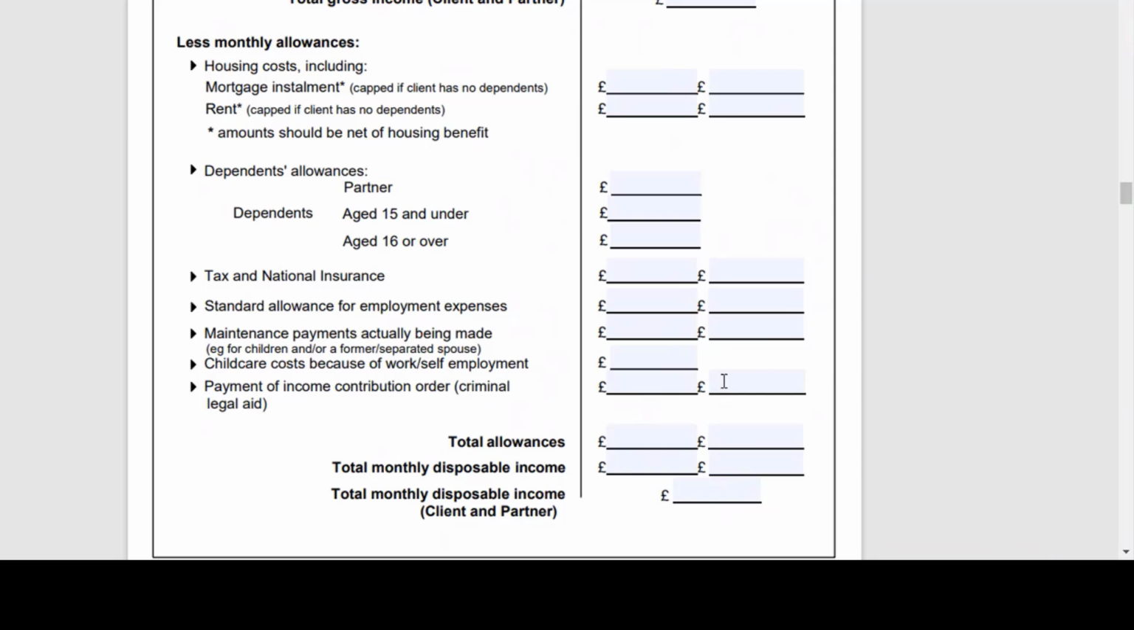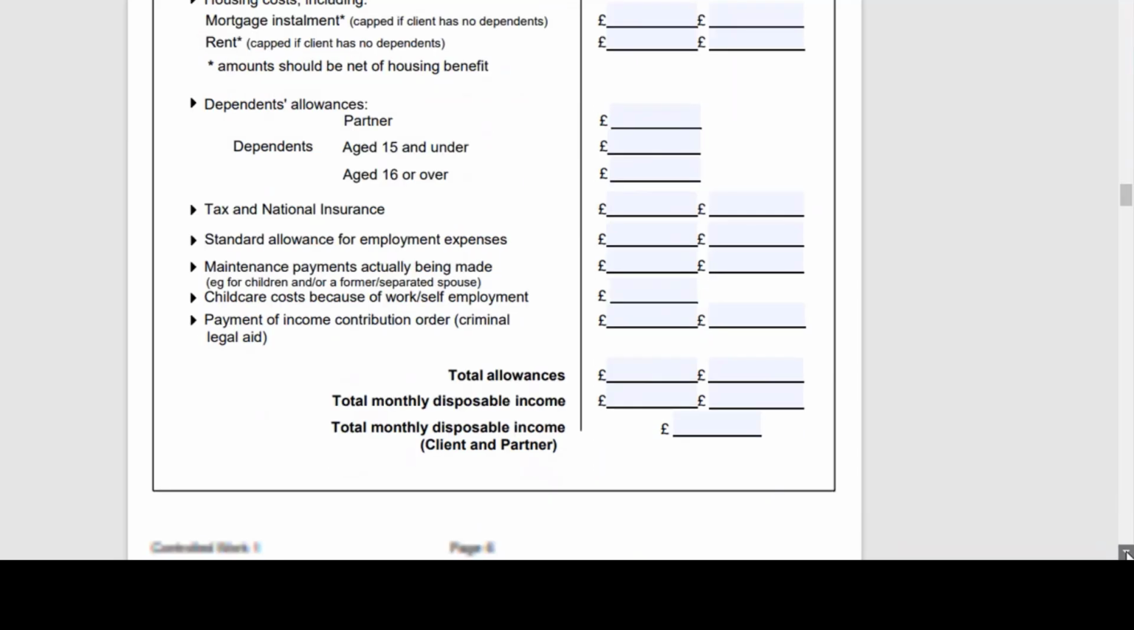Once you have all of that information, you would total them up and you would get a total monthly disposable income figure for both the client and the partner. Add those up and you have that total monthly disposable income figure for the client and their partner.